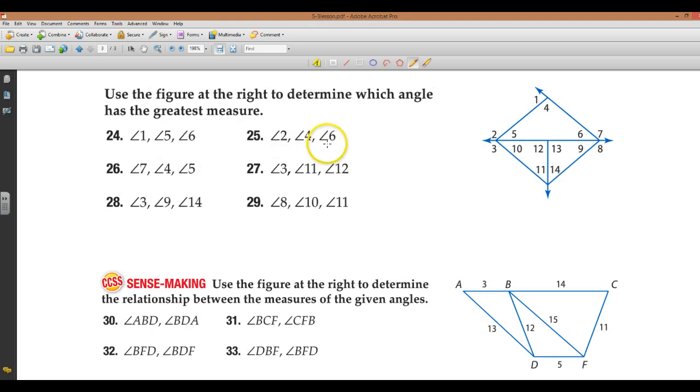Use the figure at the right to determine which angle has the greatest measure. So on 25, is it 2, 4, or 6? So 2, we have an exterior angle, and by the exterior angle inequality theorem, our exterior angle will be greater than the 2 remote interior angles, which inside of this triangle would be 4 and 6. So the greatest angle there would have to be angle 2.